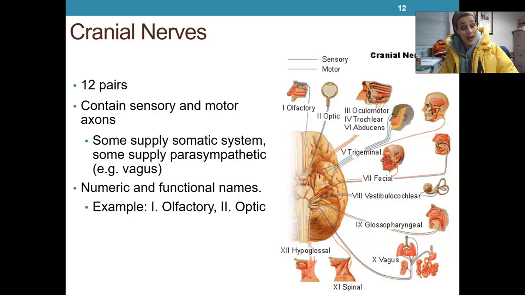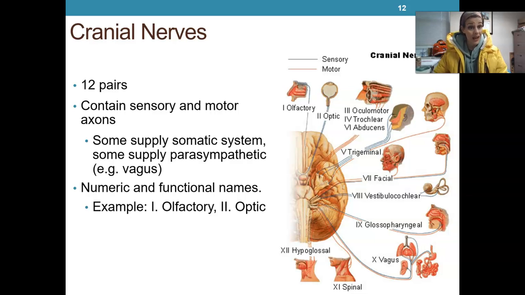Now, we also have 12 pairs of cranial nerves, and if you have me for sensation and perception, these 12 cranial nerves are probably going to be a lot more important to you because we're going to be spending a lot of time talking about our sensory organs, like our eyes and our ears and things like that. The cranial nerves, we have 12 pairs, 1 on each side once again.